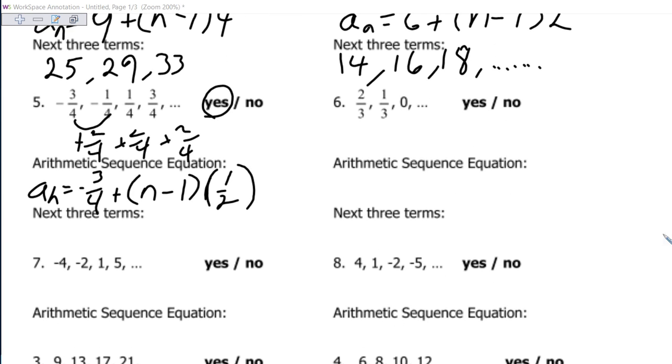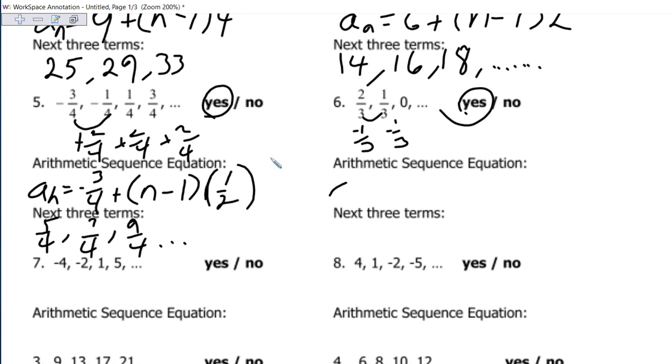There we go. So we got 5/4. Okay, and then we're going to add another 2/4 to that, and that's 7/4. And then 9/4. There we go. Now, 6. Okay, we're going to add a third each time, or rather, not add a third, we're subtracting a third. So, minus 1/3, and then minus 1/3. So it appears to be arithmetic in nature.